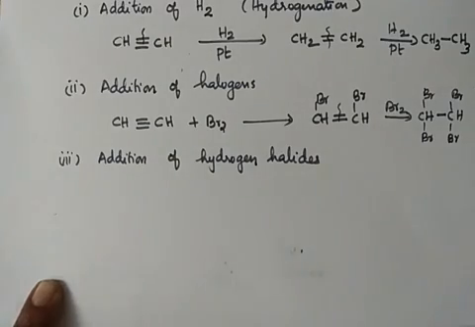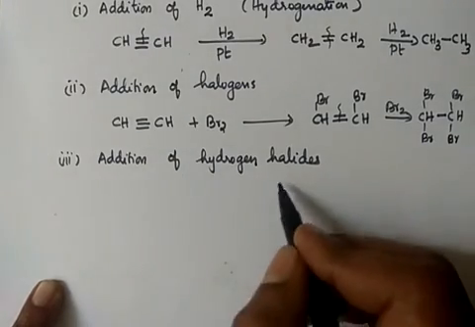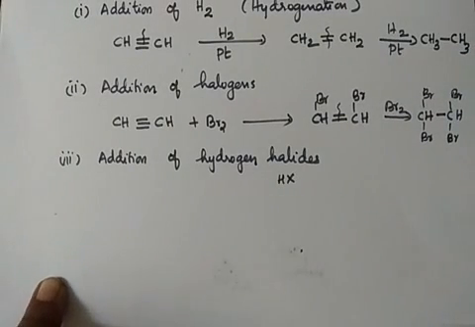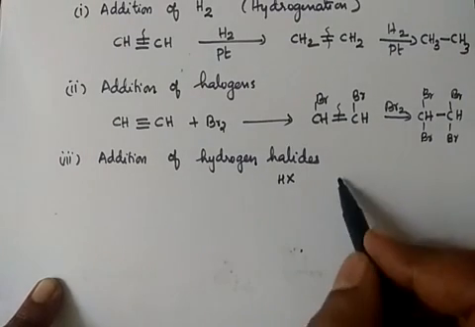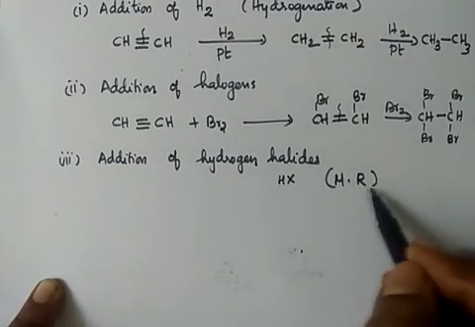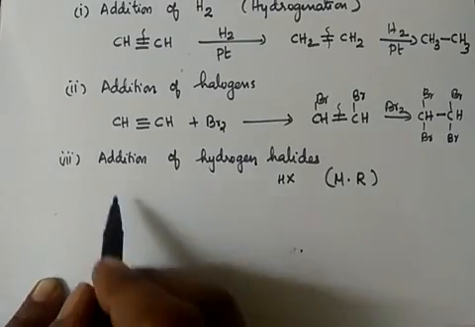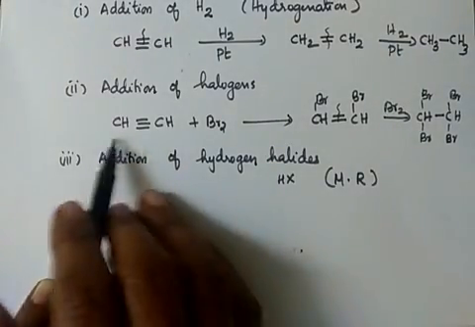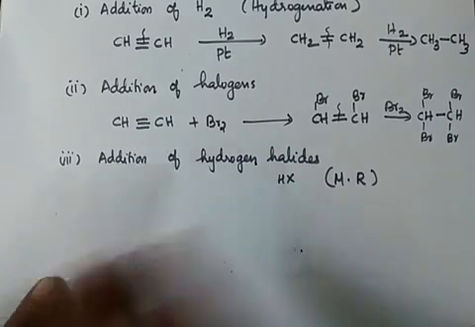Addition of hydrogen halides. Addition of hydrogen halide HX. HX is added to a triple bonded compound, just like we add hydrogen halide to a double bonded compound. That is by following which rule? Markovnikov's rule. So here we have to follow Markovnikov's rule. If we are adding hydrogen halide to a symmetrical alkene like ethene, it may not create a problem.